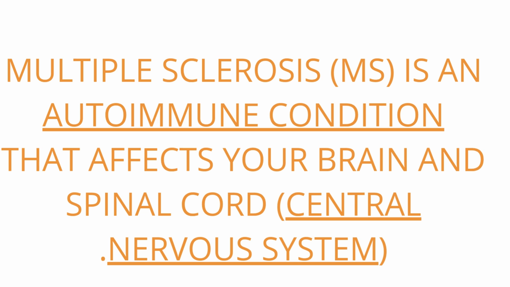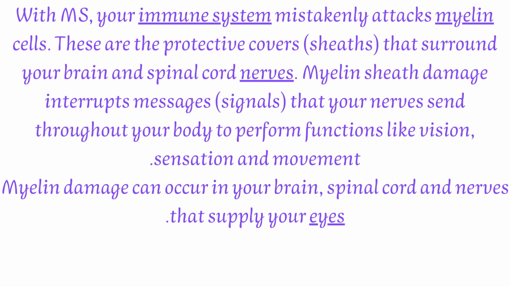Multiple sclerosis, MS, is an autoimmune condition that affects your brain and spinal cord, the central nervous system. With MS, your immune system mistakenly attacks myelin cells. These are the protective covers, sheaths, that surround your brain and spinal cord nerves. Myelin sheath damage interrupts messages, signals, that your nerves send throughout your body to perform functions like vision, sensation and movement. Myelin damage can occur in your brain, spinal cord and nerves that supply your eyes.